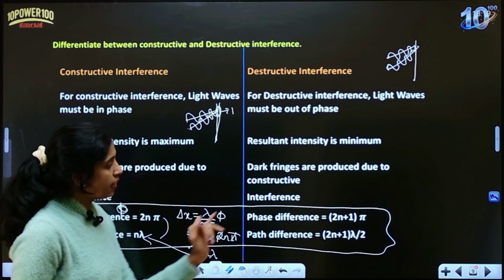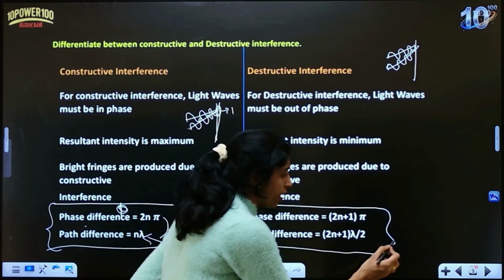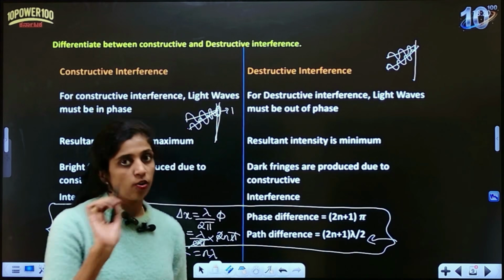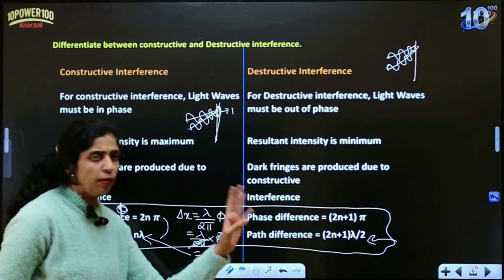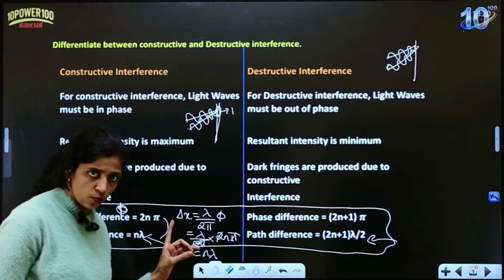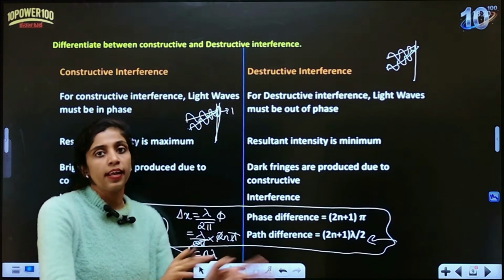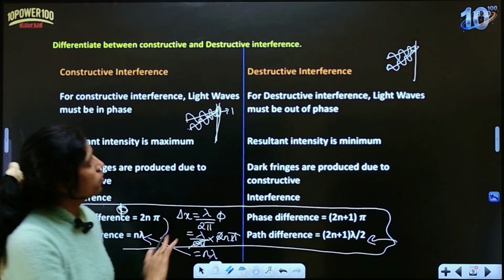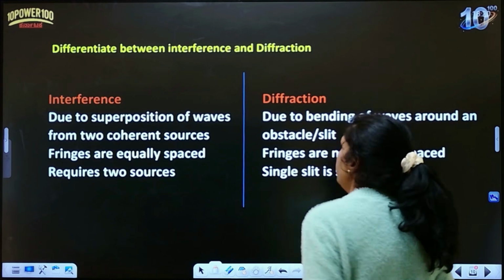Okay, so that time easily you can do for this also. I want you to try for this one. Check whether you will get it or not. Okay, so please try this. So remember the phase difference. Phase difference here is 2nπ. There it is (2n+1)π. That's it. Okay, so these are the differences between constructive and destructive.